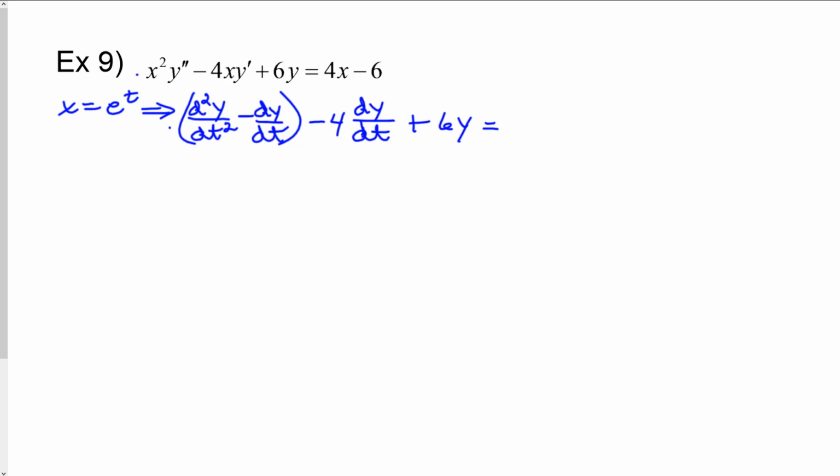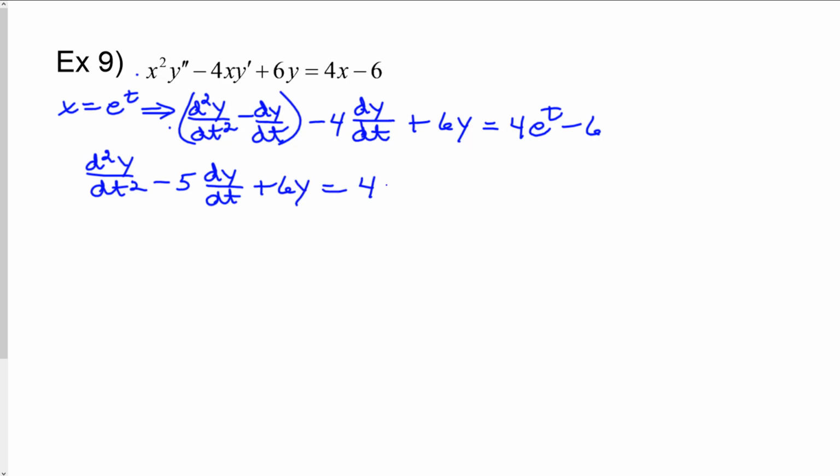Now, remembering that x is being replaced with e to the t, the right-hand side is now 4e to the t minus 6. So if we simplify our differential equation, we have the second derivative of y with respect to t minus 1 dy/dt minus 4 dy/dt is minus 5 dy/dt plus 6y equals 4e to the t minus 6. Now just completely forget about the original function having been in terms of x and solve this.